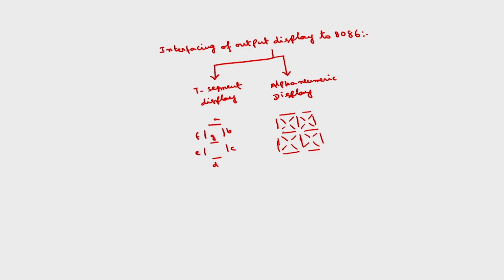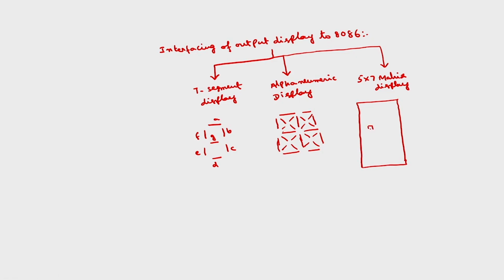Using this you can display any alphabets also. There is another type of display which is called matrix display. If we take say a 5 by 7 matrix display, here we will be having an IC. The segments are arranged in the form of a matrix.